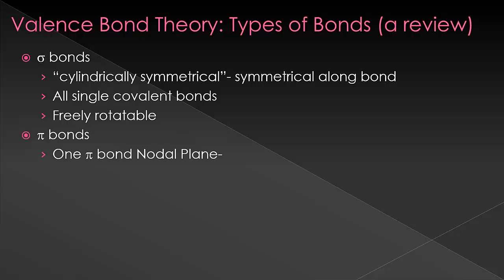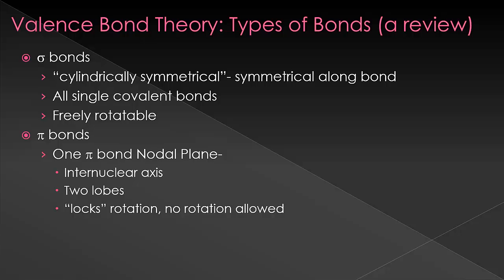or two. So if we only had one pi bond, we had a nodal plane, and that was our internuclear axis. So the line that went from our two nuclei formed a plane that the sigma bond was symmetrical along. It has two lobes, so one on one side of the plane, one on the other side of the plane. And because of that two-lobed system, this locks it into place, and so that bond is not movable. It will not rotate.